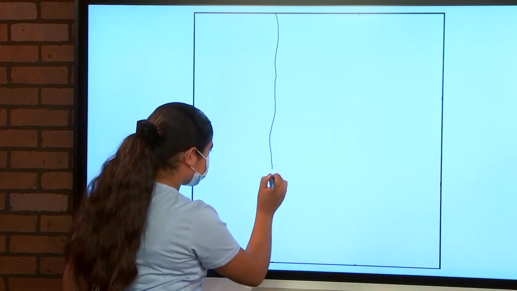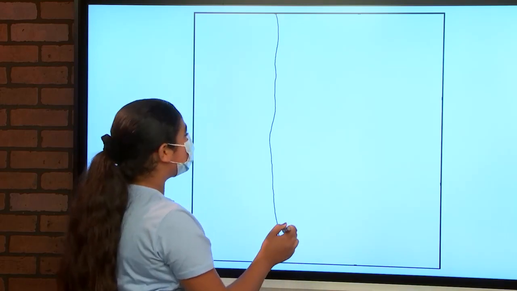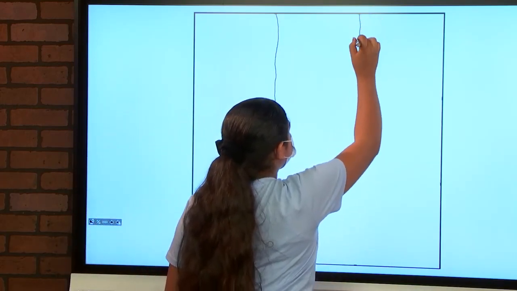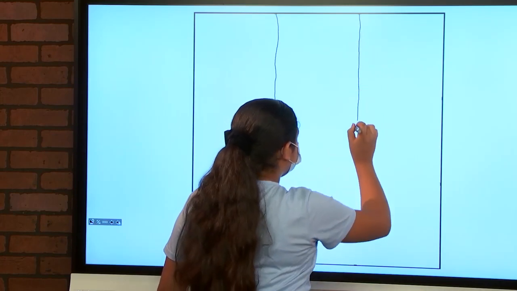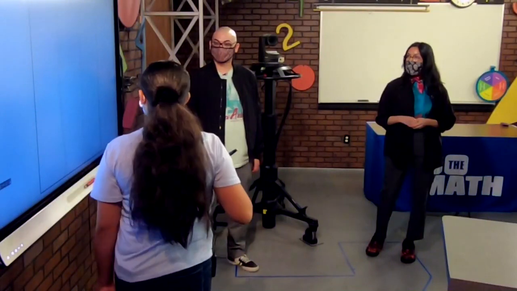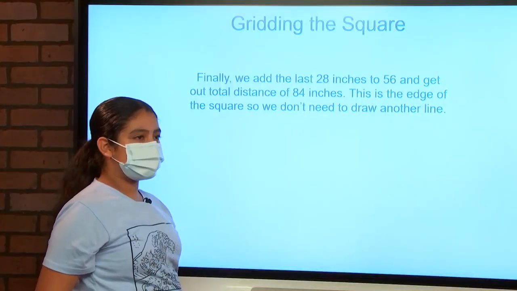So that's our 28-inch mark. There. Beautiful. And then we've got our 56. So that'll be those next points. Great. So lastly, we will add another 28 inches. And that's going to give us 84. That is the edge of the square, so we don't have to draw another line.